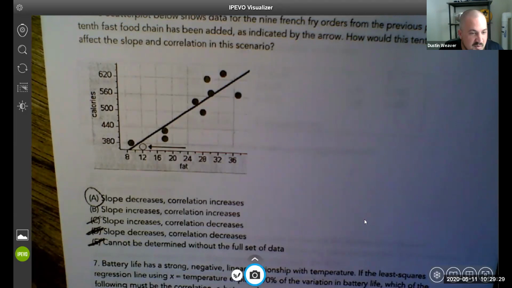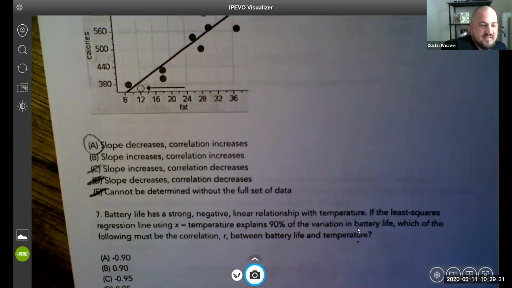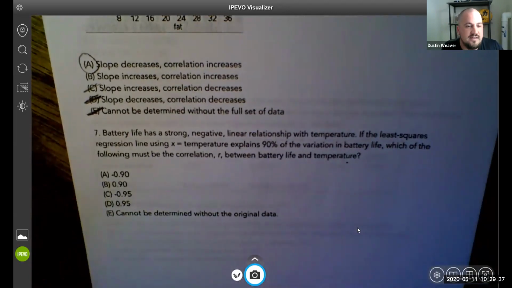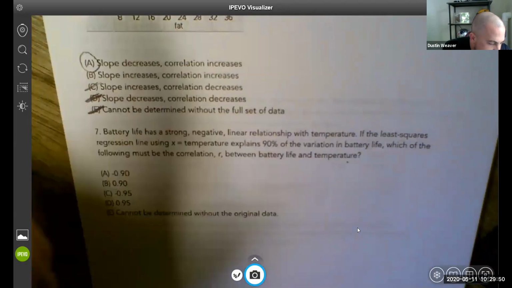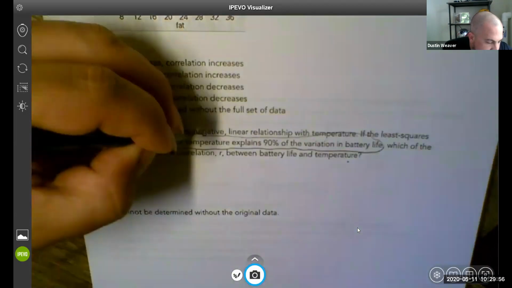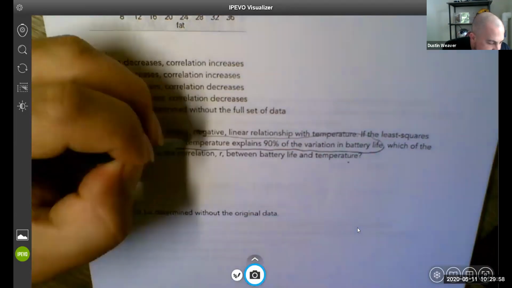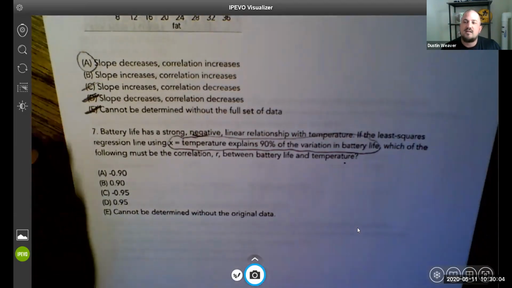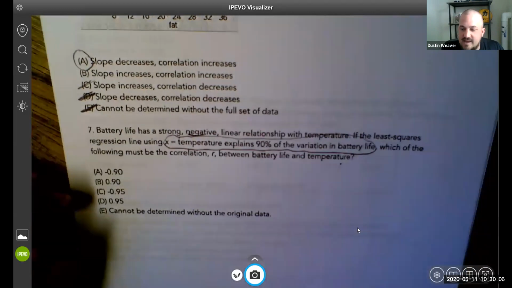All right. I'm going to move to number 7. Number 7 says battery life has a strong negative linear relationship with temperature. If the least squares regression line, using X as temperature, explains 90% of the variation in battery life, what must be the correlation? So what is this right here? The line explains 90% of the variation in battery life. What is that?